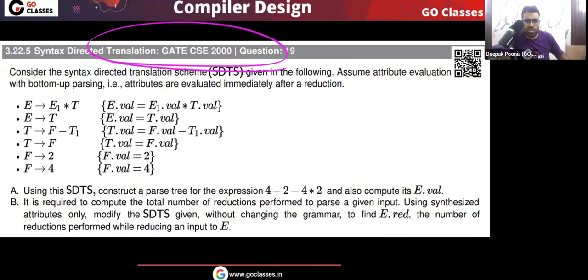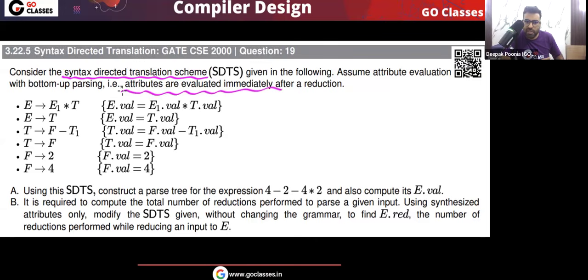Let's take the 2000 question. Consider the syntax directed translation scheme. The SDTs, syntax directed translation scheme, is given to us. Assume attribute evaluation with bottom up parsing, meaning attributes are evaluated immediately after a reduction. Notice one thing, this SDT is a postfix SDT. Do you agree with me? Because all the semantic actions are at the right end of the production bodies. So notice that this is basically a postfix SDT.